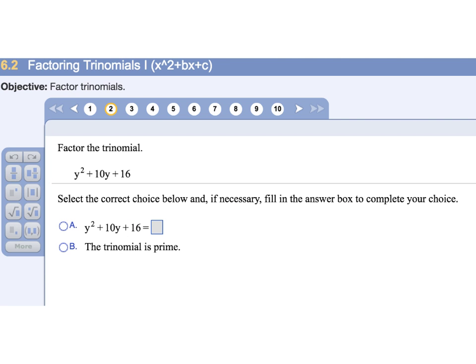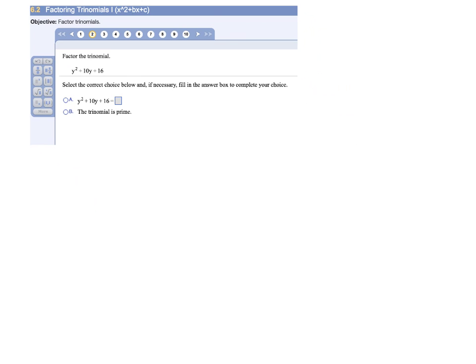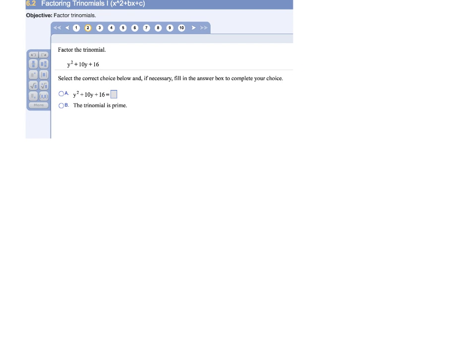So now that I did a great detailed explanation, now I'm just going to go faster. So we've got y squared plus 10y plus 16.